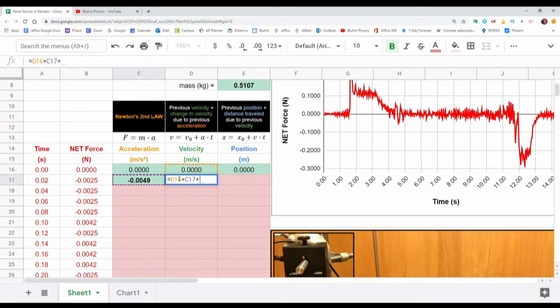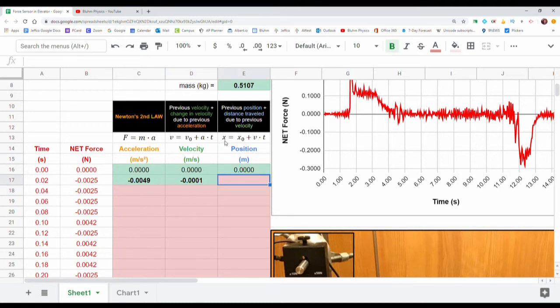If I clicked here and copied the formula down, the next time it would say it was this amount of time, and the next it would say this time. But the time was always 0.02. It was only accelerating at that rate for 0.02 seconds. And I could hit enter. And again, the cell turned green because I copied in the right formula.